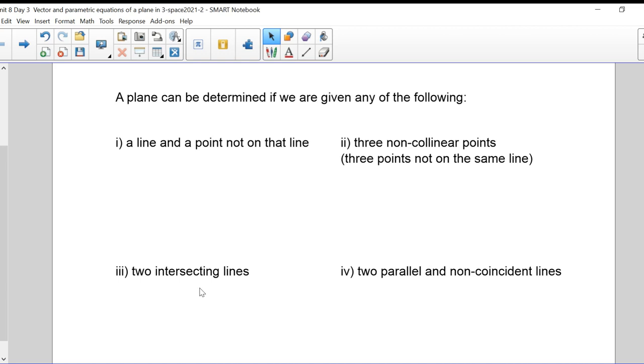If I give you 2 intersecting lines, that's also enough to define a plane. And the other one is 2 parallel and non-coincident lines. Remember, the word non-coincident came up yesterday, and I believe I defined it then as lines that are not sitting on top of each other. That would be a coincident line. Non-coincident lines mean they're 2 separate lines. They could be parallel, but they're non-coincident. So those are 4 ways that you can define a plane. We're going to be doing some of them today. All right, let's get to it.